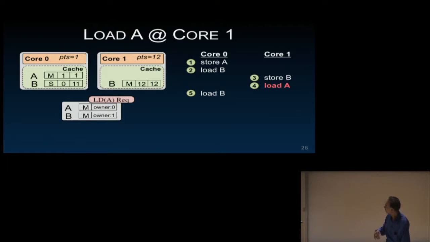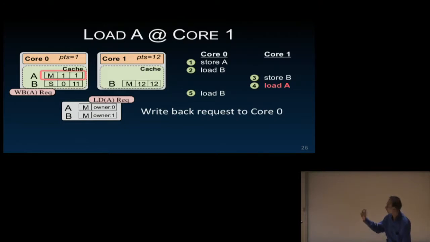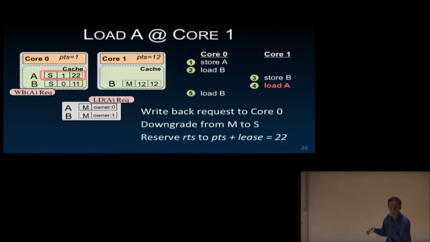But let's say that you want to do a load request of A. Remember that A has now been modified. It's now owned. But there's exactly one place that A can be because it's owned by someone. So this is not like a broadcast or a multicast or anything. You just ask for the write back request. This is the same as regular protocols. And you downgrade that from M to S. And then the reason that goes to 22 is because this core, which requested the load, has a timestamp of 12. And it wants this copy for at least 10 of its logical time. So it wants to go from 12 to 22. And then if this goes from 12 to 22, it's a small optimization to make the RTS 22 for core 0. So don't get too hung up on that.